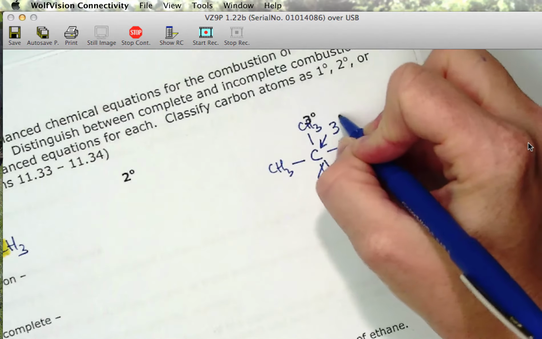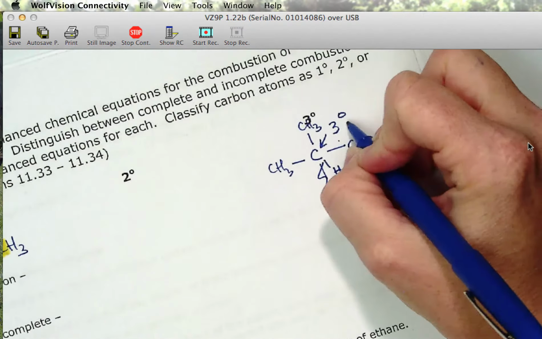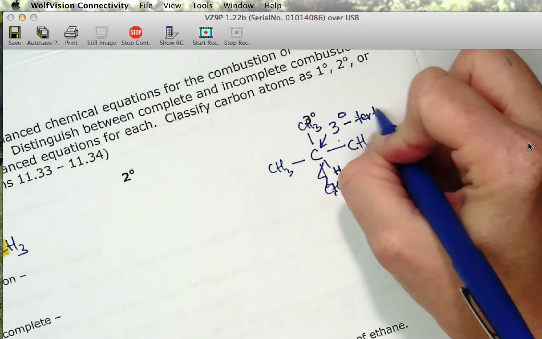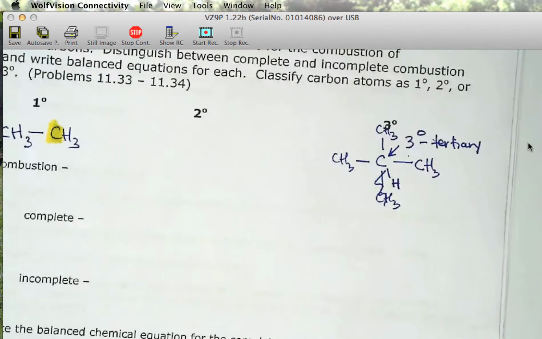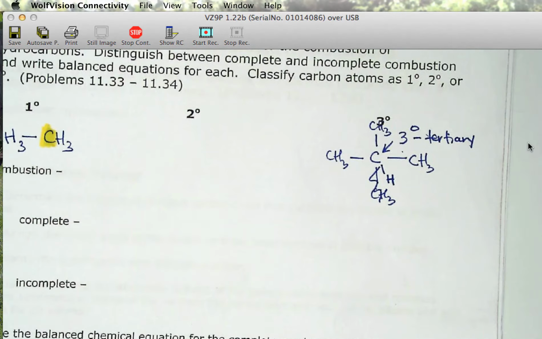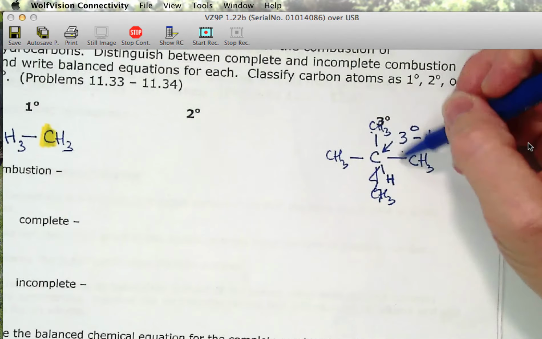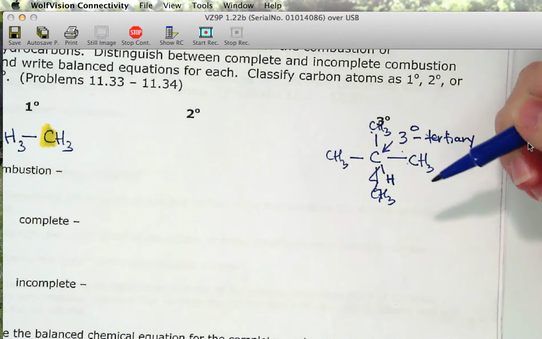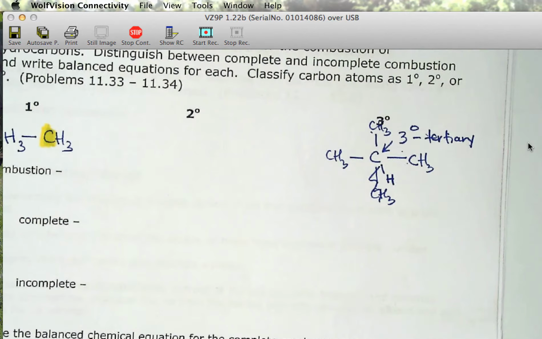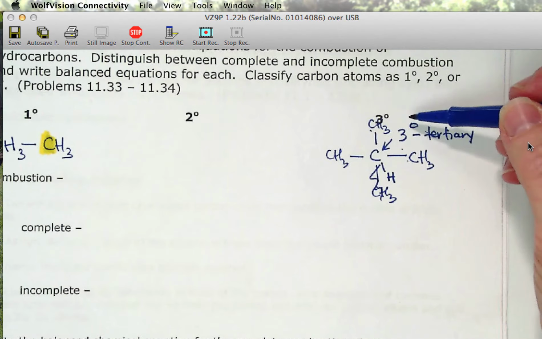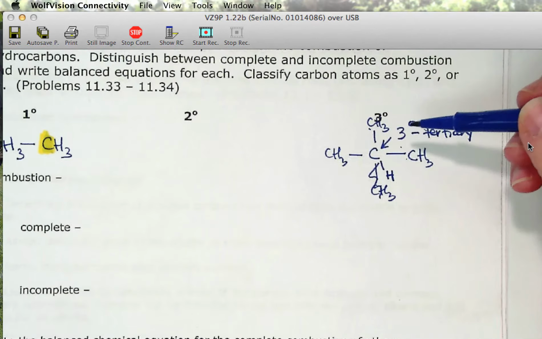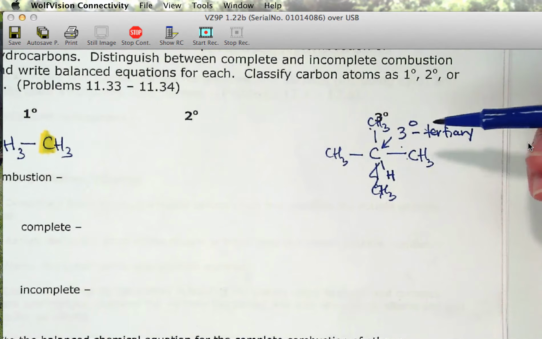Tertiary carbon. So it's bonded to 3 other non-hydrogens. Sorry that this is so. We go into this for amines too, so I'm getting mixed up.